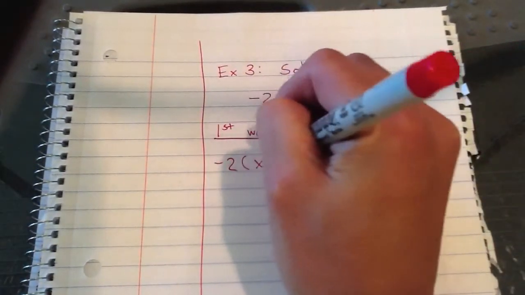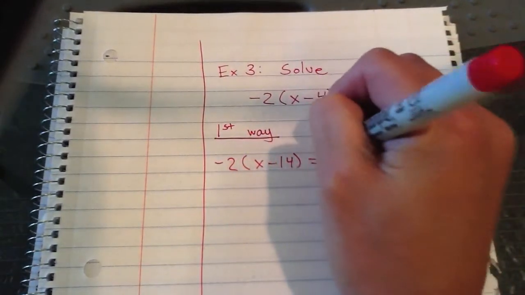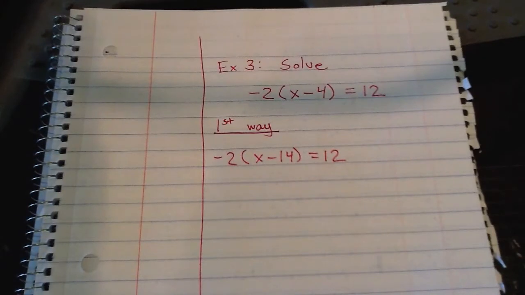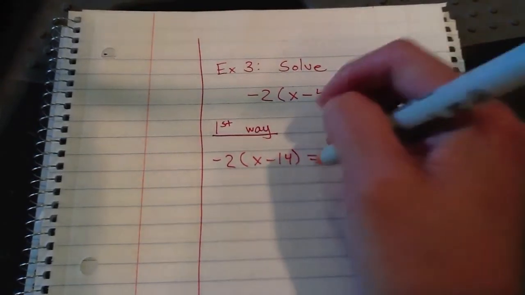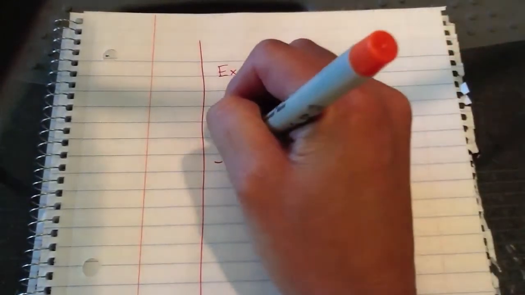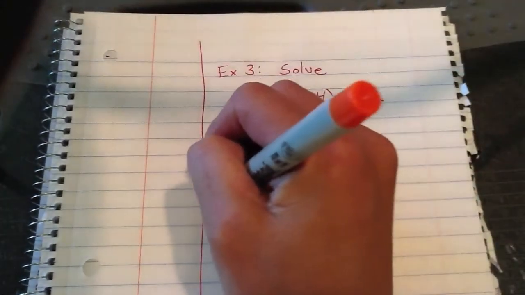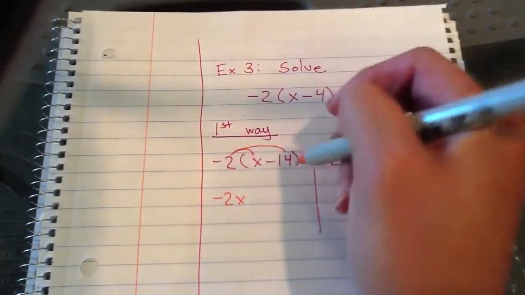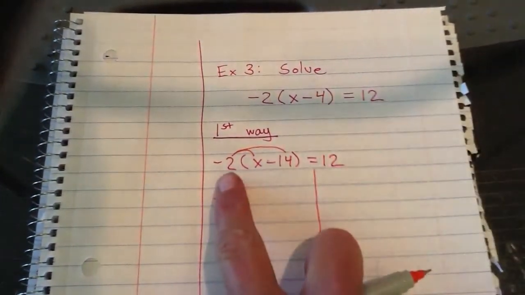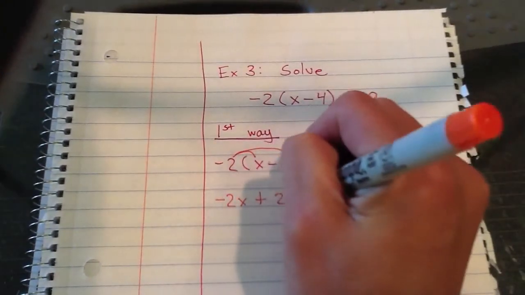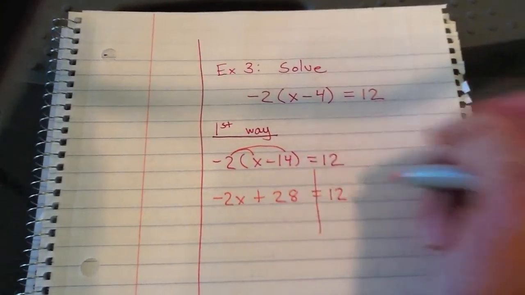I'm just going to rewrite the problem. We don't have fractions or decimals to deal with, but if we look at our second thing we're always going to look for, that's distributing. So you would go ahead and distribute negative 2. So you have a negative 2 times x, which is a negative 2x. And you have a negative 2 times a negative 14. Don't lose that. So a negative times a negative is a positive 28 equals 12.